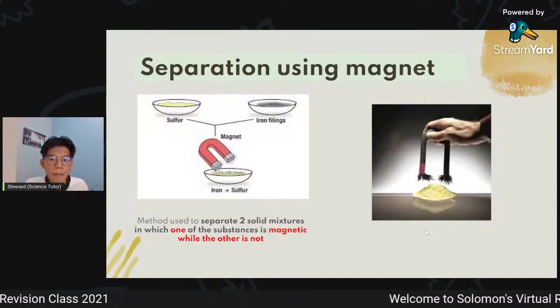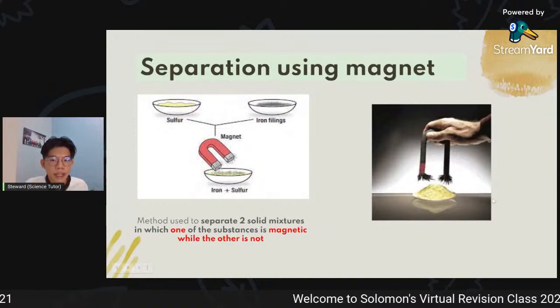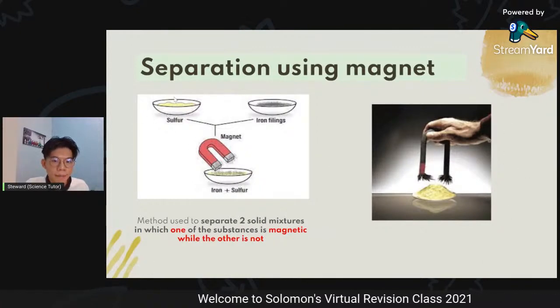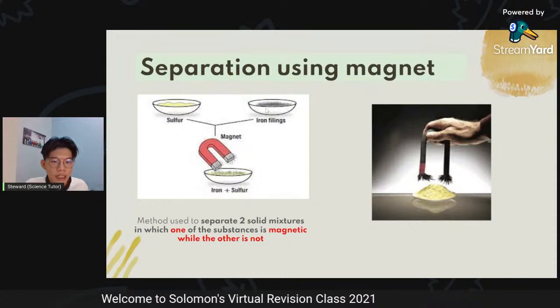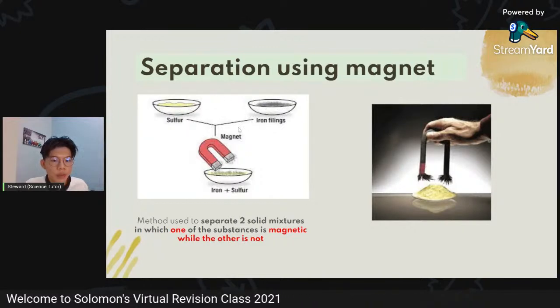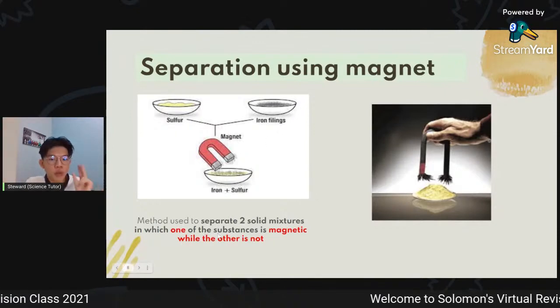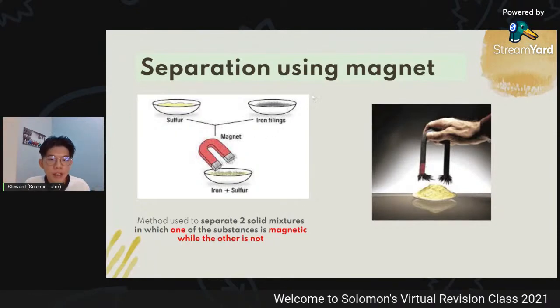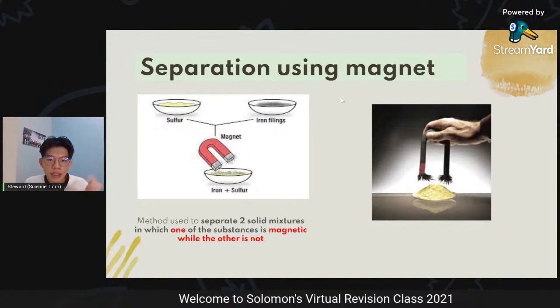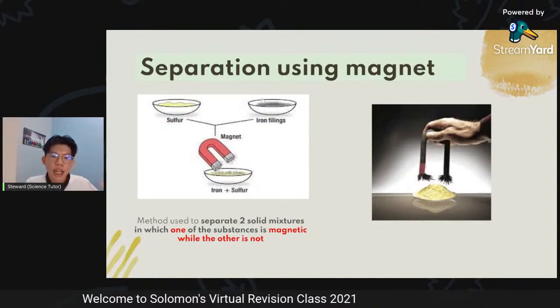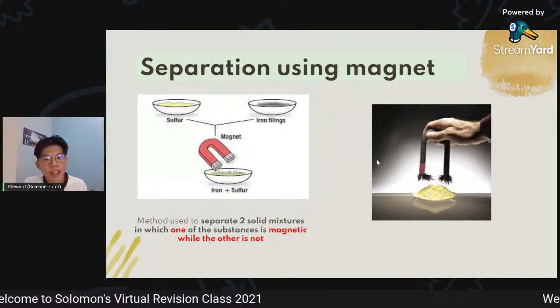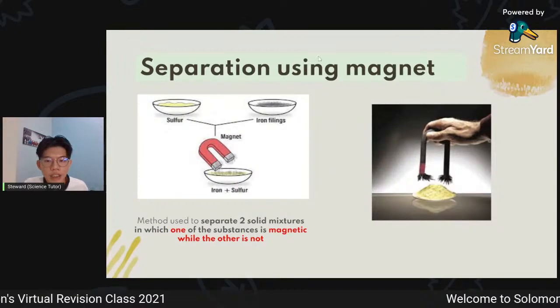For separation using a magnet, we have an example here: iron filings and sulfur. It is used to separate two solid mixtures in which one substance is magnetic, because if we want to use a magnet, the other substance must not be attracted to a magnet. So this is how we apply this knowledge.